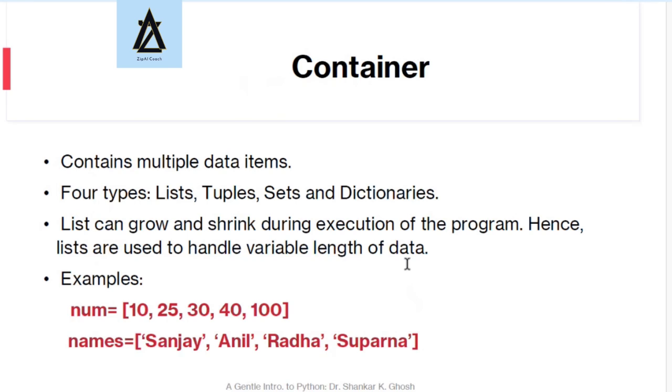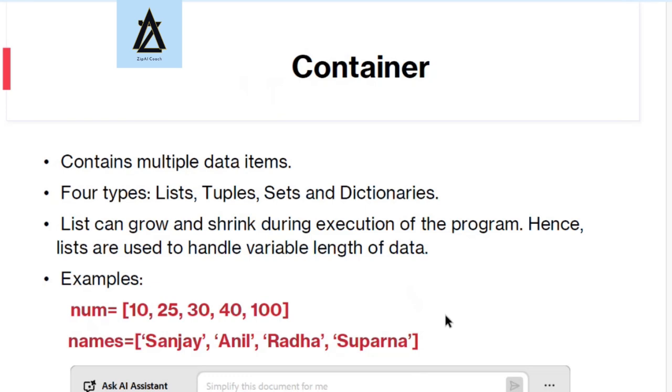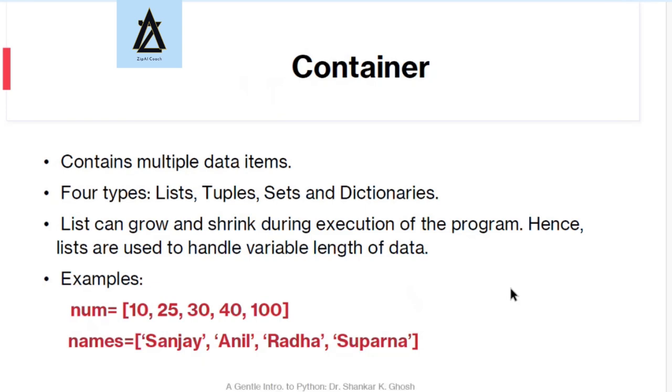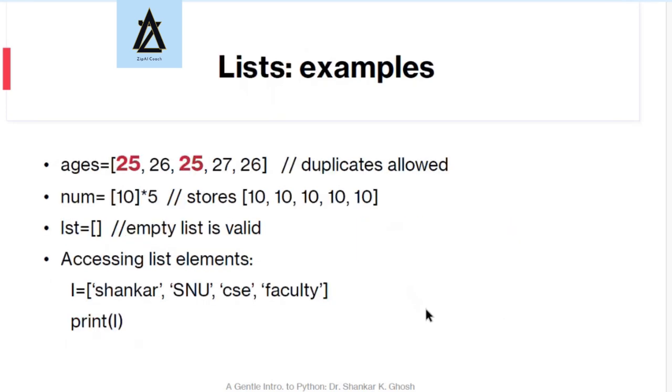Okay, now let's discuss one new feature which is there in Python. It is also known as containers. Containers are nothing but they actually contain multiple data items, like lists, tuples, sets, and dictionaries. A list can grow and shrink during execution of the program. Hence, lists are used to handle variable length of data. Here you can see two examples of list. And one more thing is a list can contain multiple types of data also, like both integers and some characters.